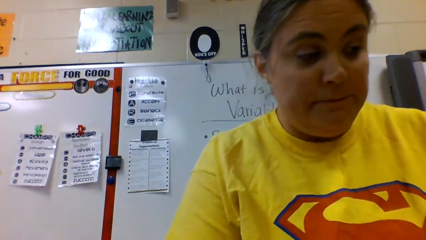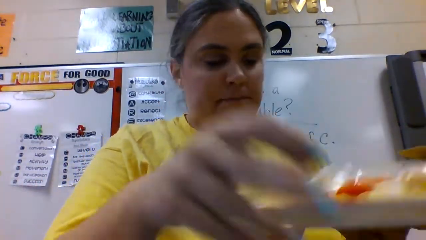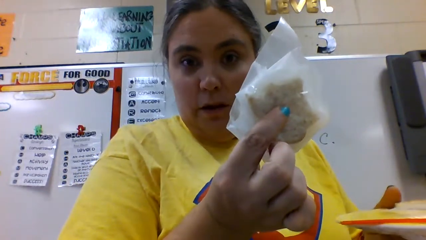So what are we changing? You're right. We're changing what we're wrapping the bread in. So on your plate, you should have a piece in a paper bag, a piece in a plastic bag, a piece wrapped up in wax paper, and then an uncovered piece. Okay? And real quick, I want us to take a minute and look at this uncovered piece.